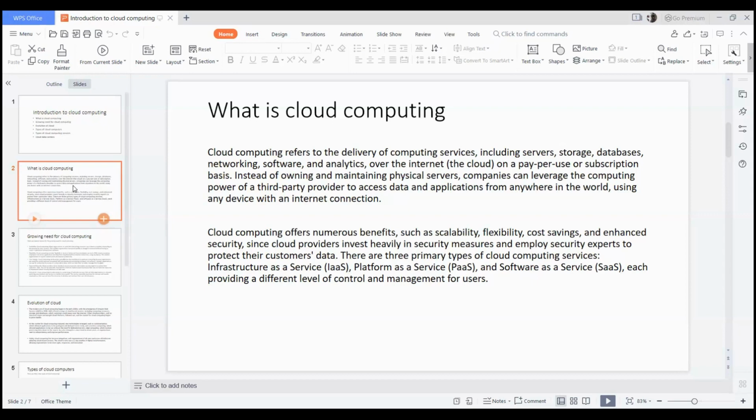Cloud computing also offers numerous benefits like scalability, flexibility, cost savings, and enhanced security, since cloud providers invest heavily in security measures. I think I told you guys in the first session that cloud computing is also linked to cybersecurity. I am a cybersecurity professional, and you must be thinking, why am I telling you about cloud? Because I am also involved with cloud in my job. So that way, cloud and cybersecurity are in line these days, and you should have a little bit of idea of both of them.